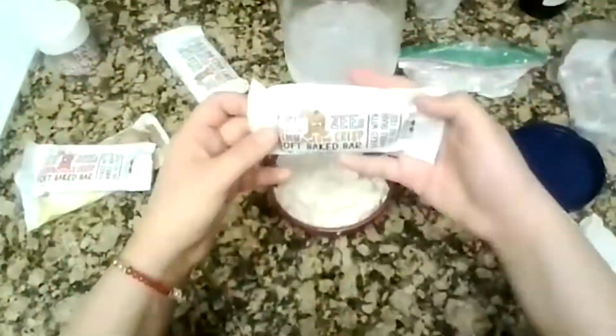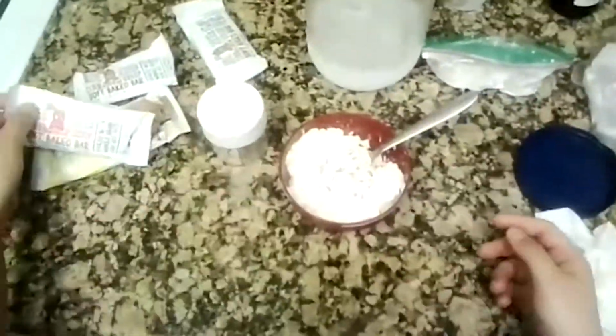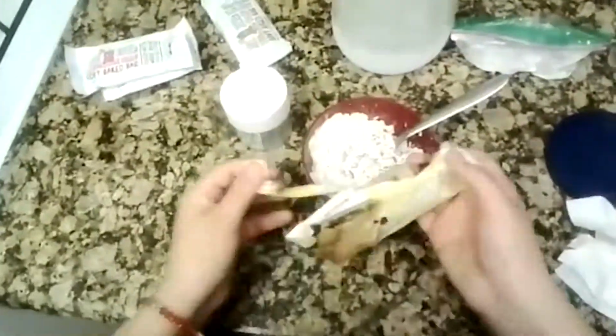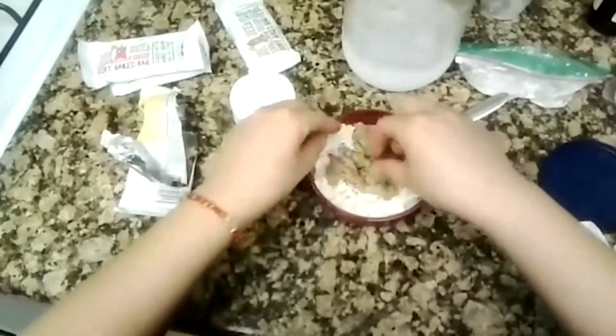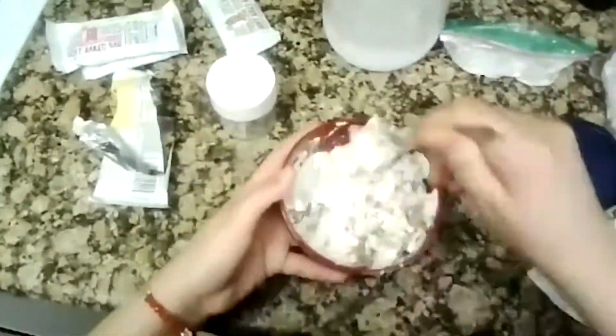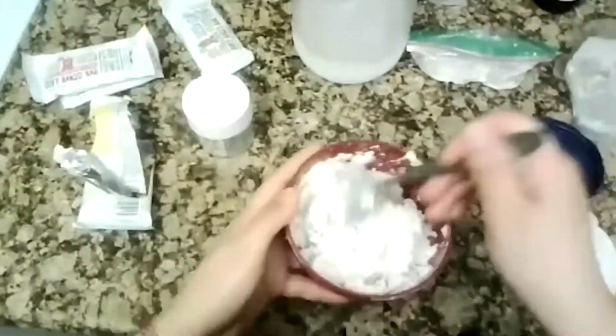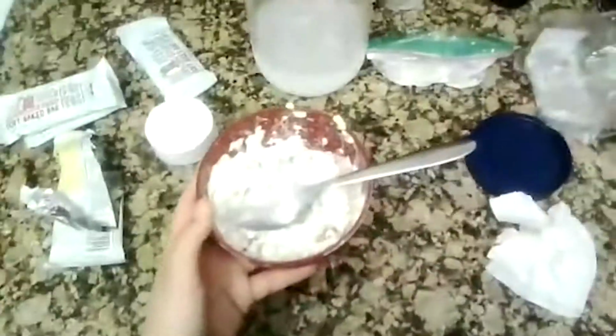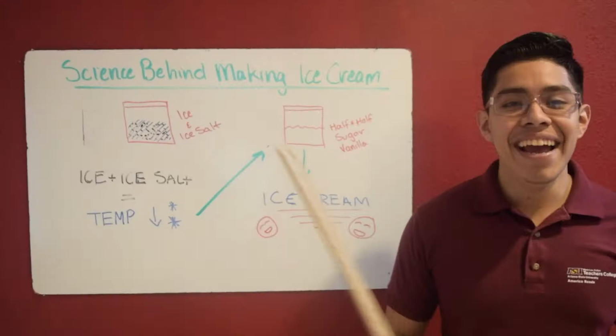But at home, if you do have toppings or things you could add to your ice cream, in my case, I have granola bars and also some colorful little circles I could just put into my ice cream, mix it up, and enjoy.